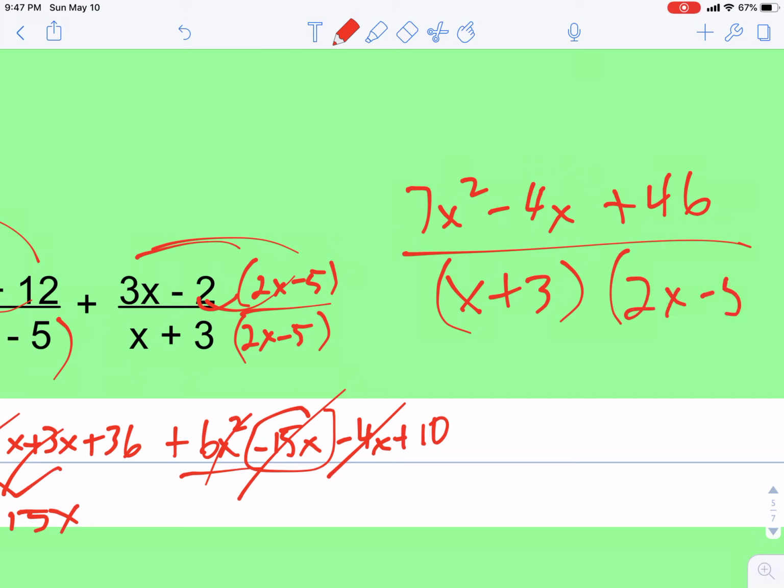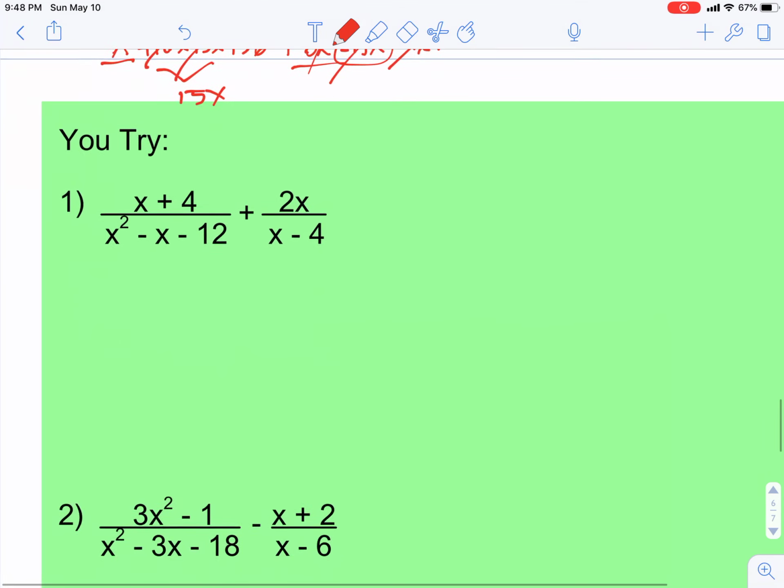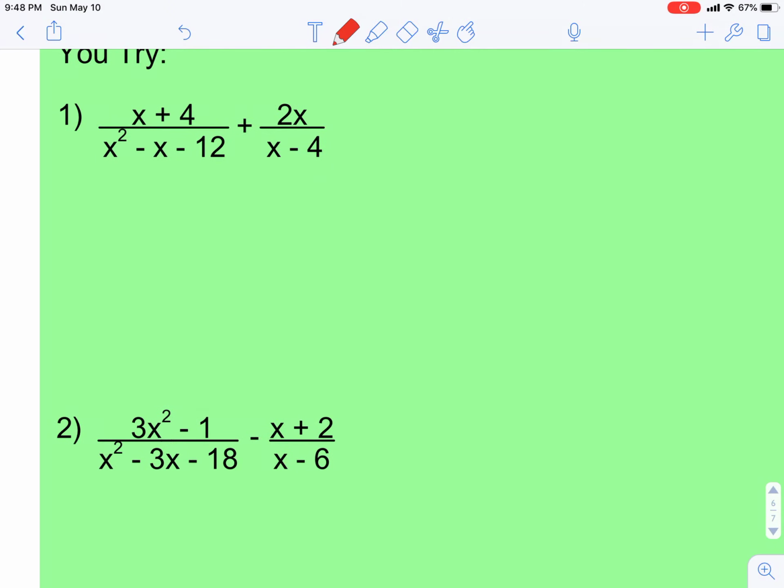Now, I'm going to go out on a limb and say that I'm not going to be able to factor the top. 46 is an odd number. We're good to go. So that's what we got. Why don't you go ahead, try these two out. Make sure you factor, and then go from there. Pause the video, try them out, and then I will go through and give you the answers now.